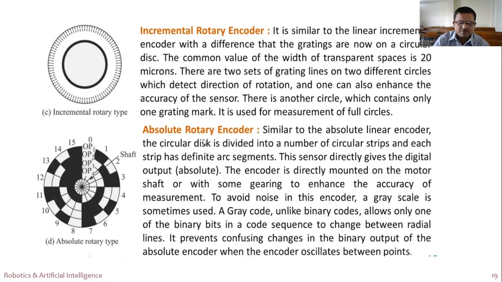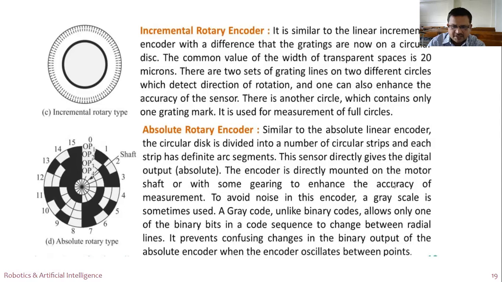Now next is the absolute rotary encoder. Similar to the absolute linear encoder, the circular disc is divided into a number of circular strips. See that this circular disc is divided into a number of circular strips, and each strip has definite arc segments. This sensor directly gives the digital output, that is absolute.